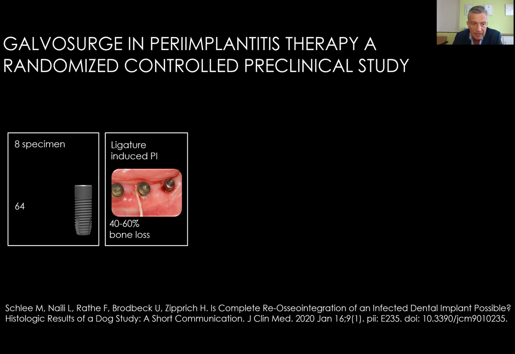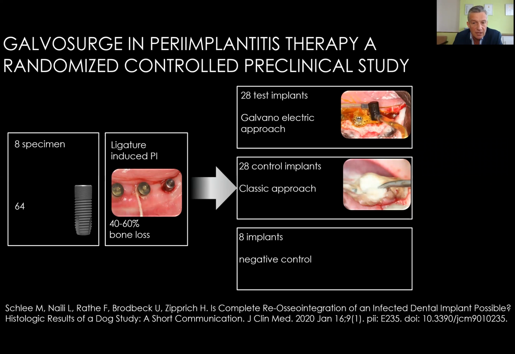Now we started a preclinical study. 8 dogs were treated, typical model, teeth were extracted, implants were placed, 64 in all. Then we induced, after healing of 3 months, a ligature-induced periimplantitis. We waited till 40 to 60% bone loss occurred, and we treated the test implants with the electrolytic approach, the control implants with a classical approach, and we didn't treat 8 implants at all.